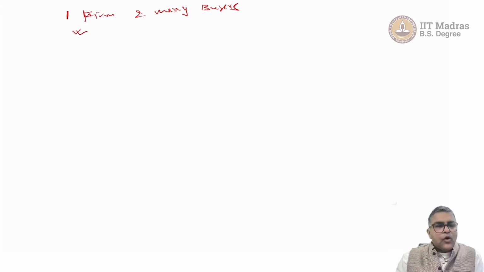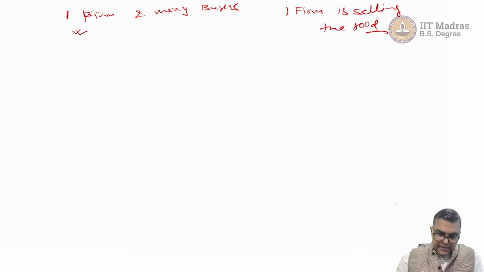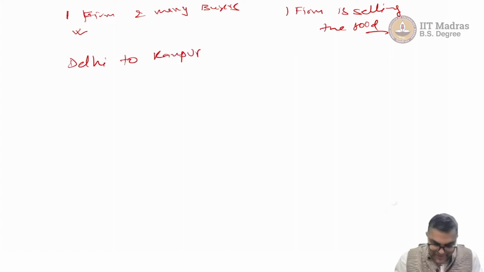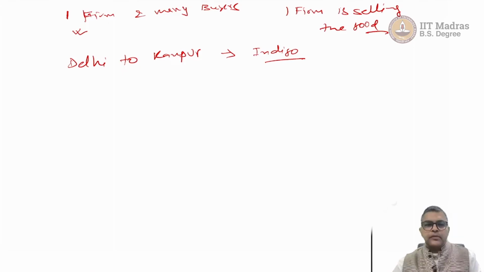What is the idea? Also, please understand, when we say that only one firm is selling the good, then the way we define the good becomes very important. For example, think of a flight from Delhi to Kanpur, and I keep on giving examples from Kanpur as I am from Kanpur, IIT Kanpur. If you think of a flight from Delhi to Kanpur, there is only one Indigo flight. Can we say that Indigo is a monopolist because there are many people interested in traveling to Kanpur using the Indigo flight?